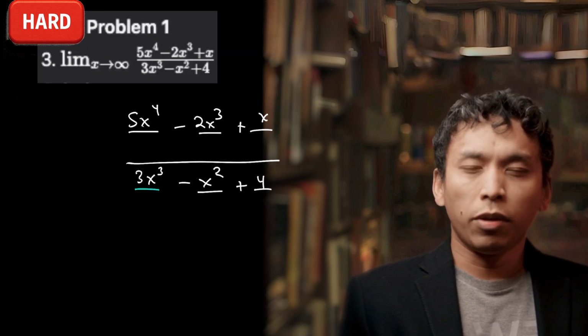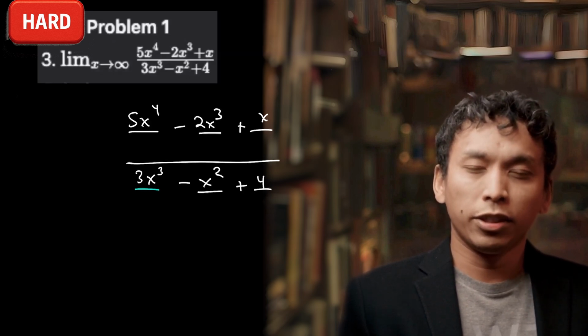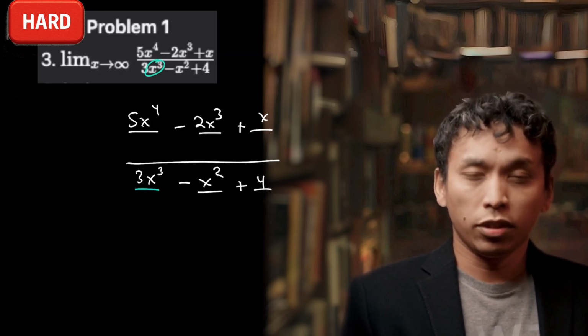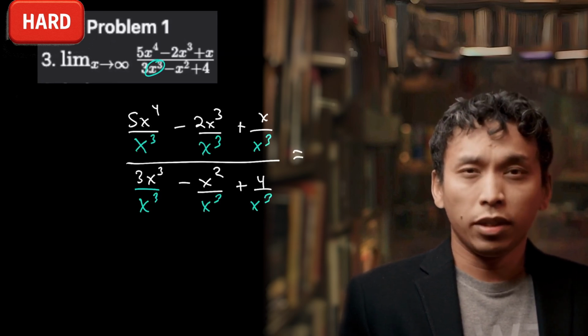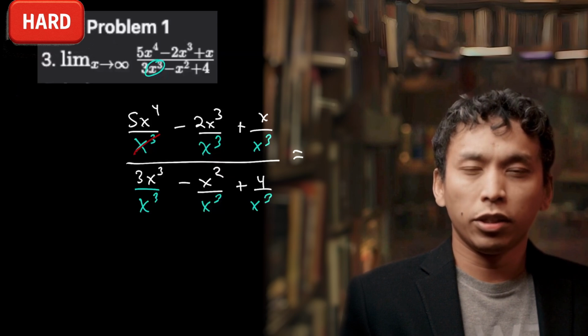So again, we're looking for the highest power in the denominators. In this case, the highest power is x to the third. So then we divide every term by x to the third. So simplifying everything, we see 5x to the 4 over x to the third. Well, the x's cancel out, leaving you just 1 x on top.